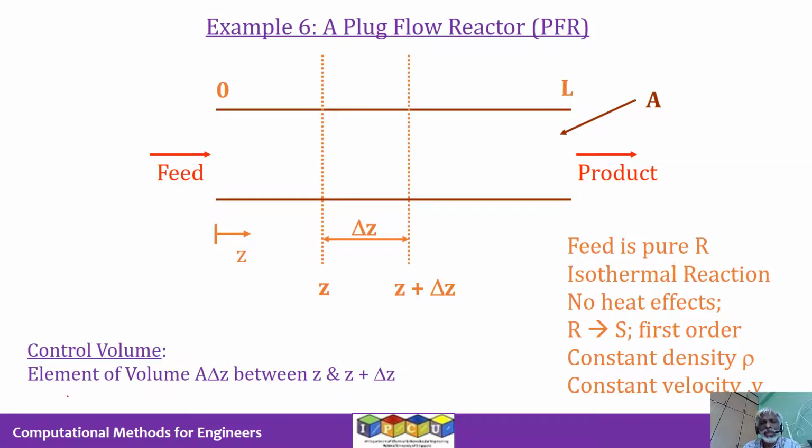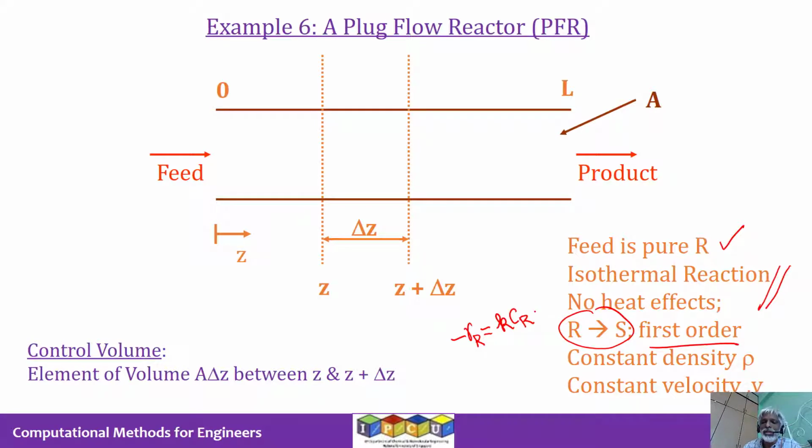Now, returning to the modeling of this plug flow reactor, what we are going to assume is that the feed consists of pure R. So the species is called R. We assume isothermal reaction, that means there are no heat effects, so we do not have to bother about the energy balance. It is enough for our purposes to consider only the mass balance. And we assume that the reaction is of first order. The reaction is R going to S. So R is the reactant species, S is the product species. The rate of reaction minus r_R for species R is given to be k times C_R.